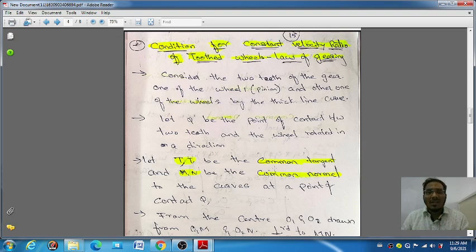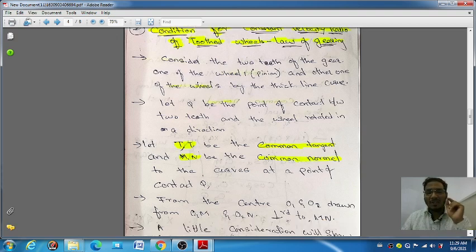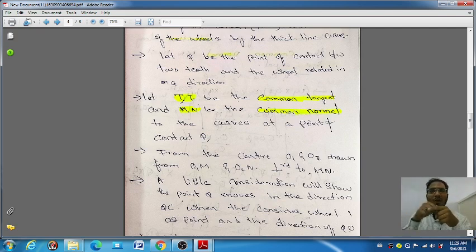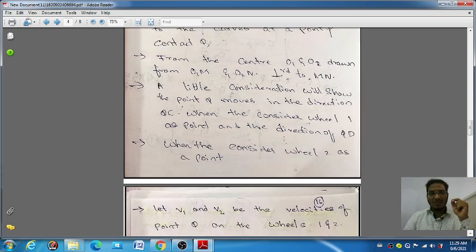First, here we are considering that Q is the point of contact between the pinion and the involute curve. Okay. And what is T? T to T is the common tangent when the pinion is acting on the involute curve. Okay. And MN is the common normal at the point of contact between these two wheels. Wheel A is a pinion, wheel B is an involute curve. You can see the diagram here also, I will give you.